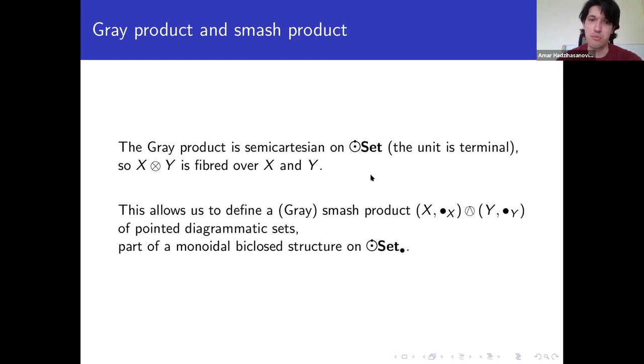So this fact allows us to mimic the definition of the smash product of spaces and define a Gray smash product of pointed diagrammatic sets, and that's going to be part of a monoidal biclosed structure on pointed diagrammatic sets. Okay.